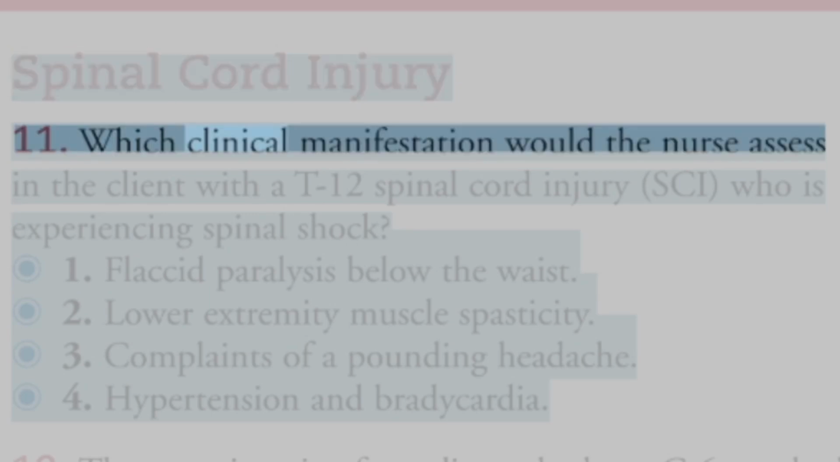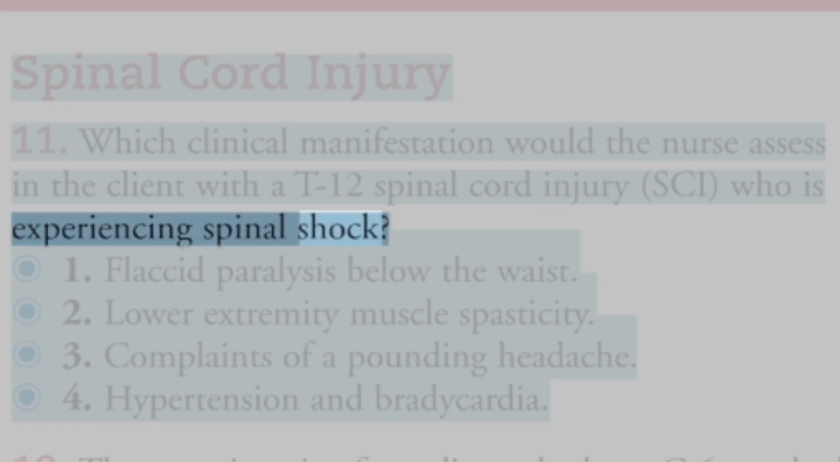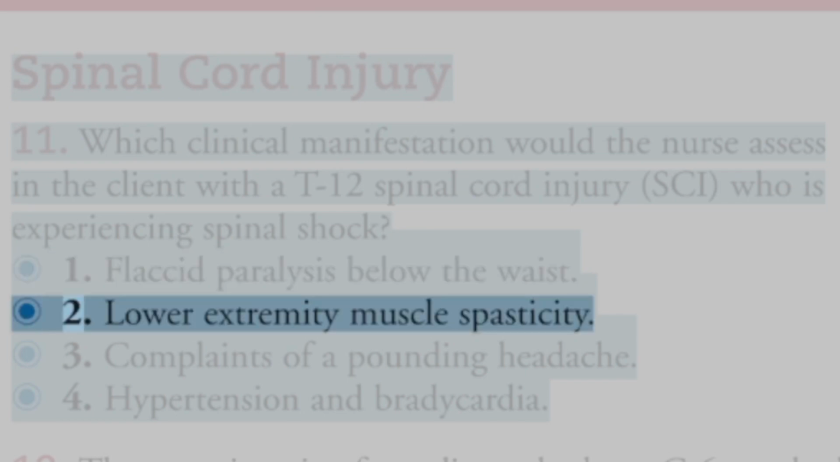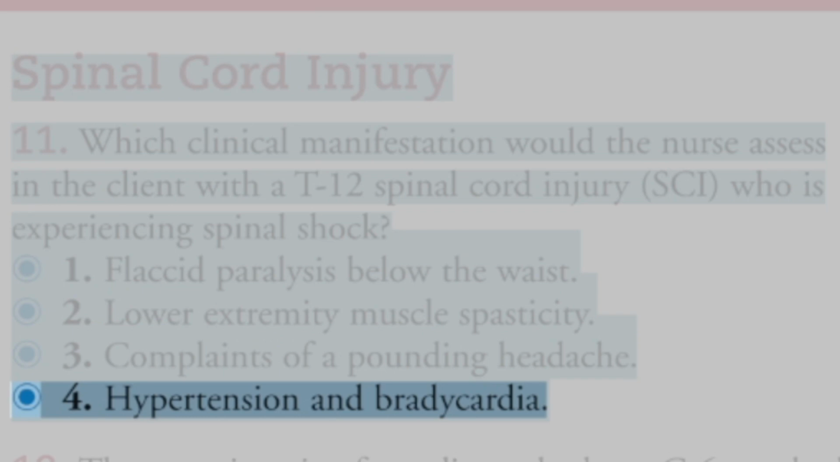11. Which clinical manifestation would the nurse assess in the client with a T12 spinal cord injury, SCI, who is experiencing spinal shock? 1. Flaccid paralysis below the waist. 2. Lower extremity muscle spasticity. 3. Complaints of a pounding headache. 4. Hypertension and bradycardia.